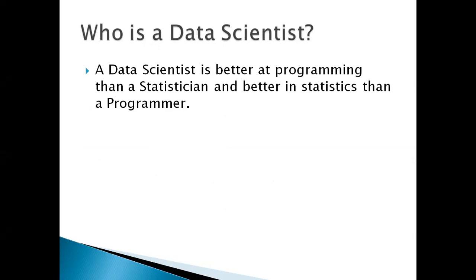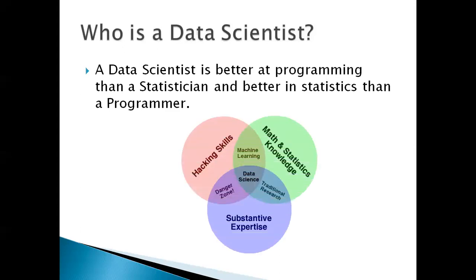So it goes like this: the data scientist is a person who is better at programming than a statistician, and better in statistics than a programmer. So this is a very unique definition that I had found, and I still have this particular definition printed across my wall in my room. And this particular Venn diagram, in short, will tell you what kind of skills you need to become a data scientist.